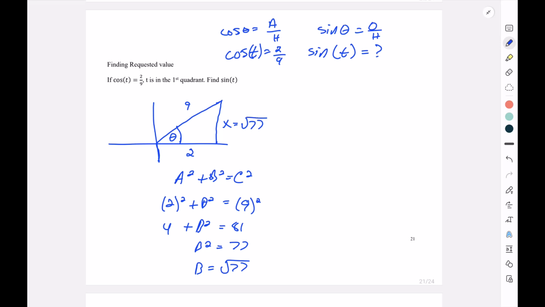So since we want sine, we can do opposite, square root of 77, over hypotenuse 9. So sine of t is equal to the square root of 77 over 9.